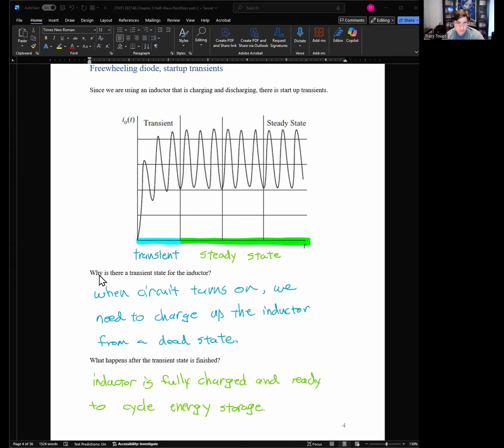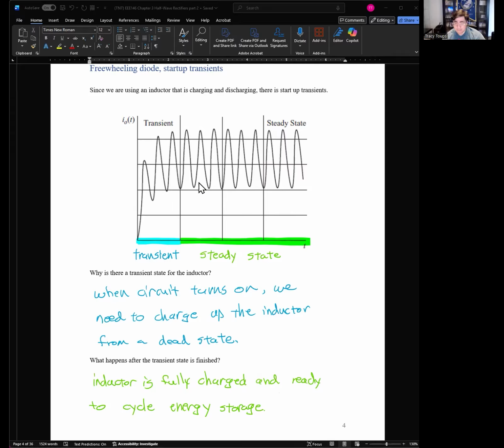So why is there a transient state in an inductor? When the circuit turns on, we need to charge an inductor from a dead state. Once we're in a steady state where nothing changes, the inductor energy is not 0. It's going to be maybe 50%. Let's say it goes from, I think I said, 90 to 60, so it's a 30% swing for every cycle. So what happens after the transient state, about right here, is the inductor is fully charged and ready to cycle energy storage at a constant rate.